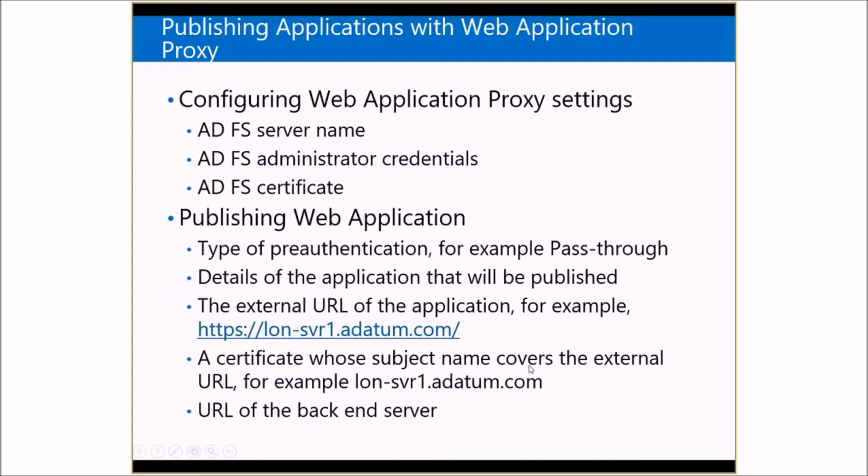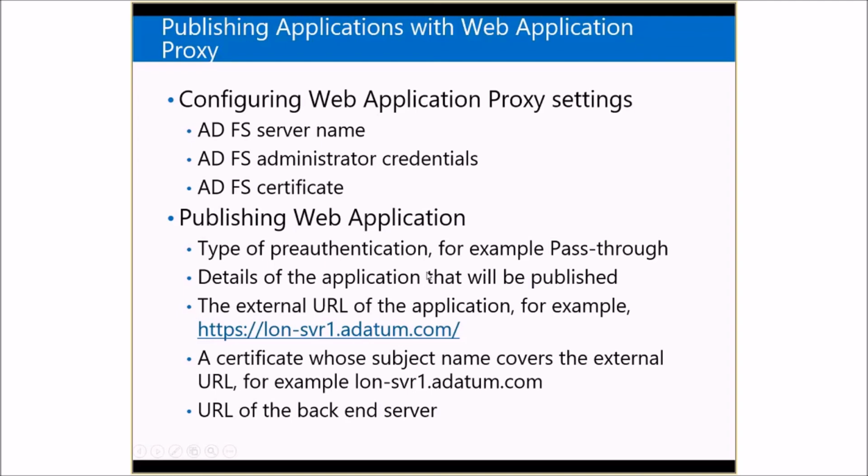So for publishing applications with web application proxy, you can configure web application proxy settings by specifying the AD FS server name, the AD FS administrator credentials, and the certificate, and we can publish web applications. If you don't know what a web application is, it's basically any website that does something, like our Learn, for example. Learn is a web application. It's more than just providing you static information. It allows you to do a lot of things, doesn't it? So that's an example of a web application.